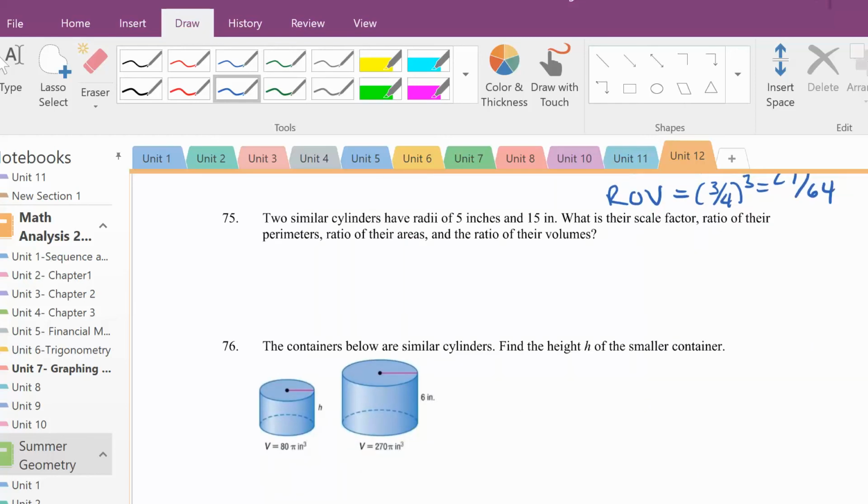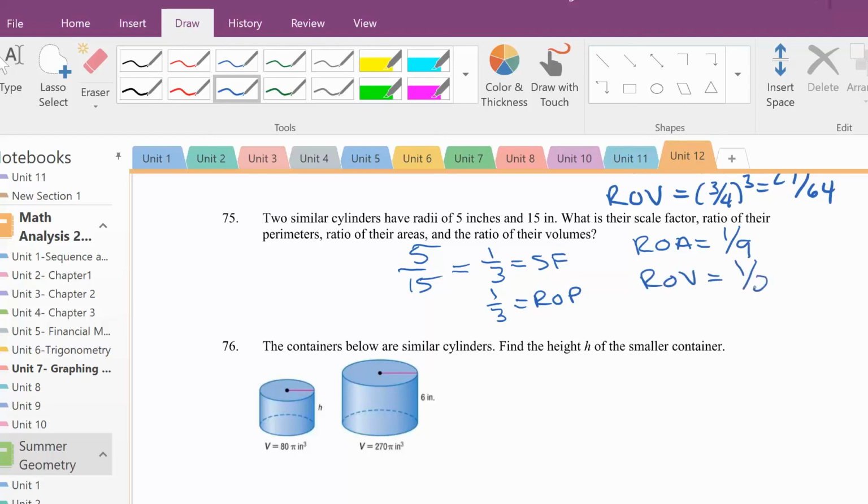75 says two similar cylinders have radii of 5 inches and 15 inches. What is their scale factor? Well, 5 over 15 is equal to 1/3. So that's the scale factor. And 1/3 is also the ratio of the perimeters. The ratio of the areas is the square of 1/3, which is 1/9. And the ratio of the volumes is the cube of 1/3, which is 1/27.